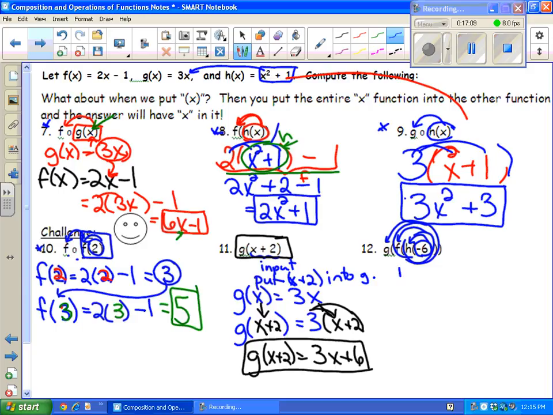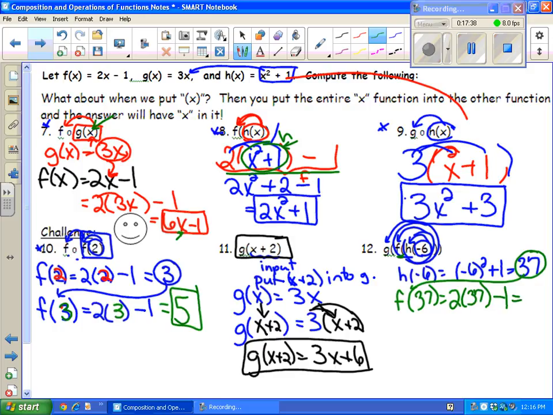Start with h. Put -6 in there. Got to make sure that one says -6 squared plus 1. That's going to give you positive 36, so make sure that you put it in your calculator right. So the first answer I'm going to put in is 37. Now, where does 37 go? 37 is going to go into f. So now I'm going to put 37 into f, which is 2 times 37 minus 1, which I think is 74 minus 1, which is 73.